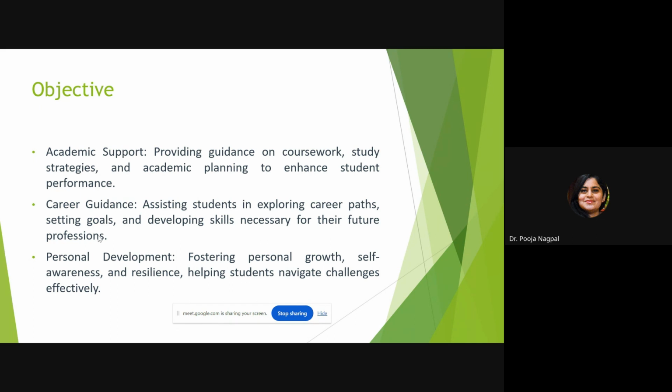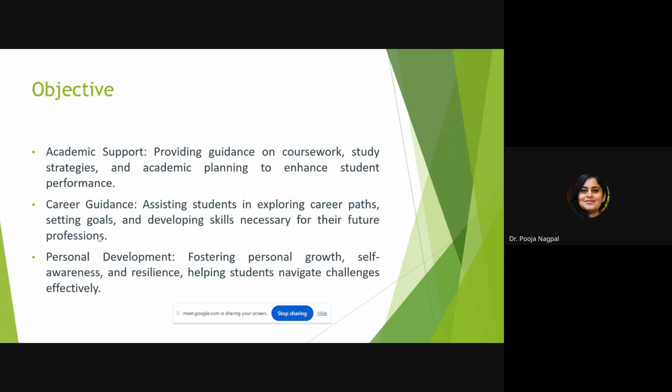Career guidance means assisting students in exploring career paths, setting goals, and developing skills necessary for their future profession. Now, this career guidance comes under both terms, mentoring and counseling. But counselors are more professional, skilled persons for the guidance purpose to the students, so career guidance comes more under the counselor activity. Even your mentor or your teacher can also provide the same career guidance, but there are some constraints for the same. So that objective basically comes under the counseling term.